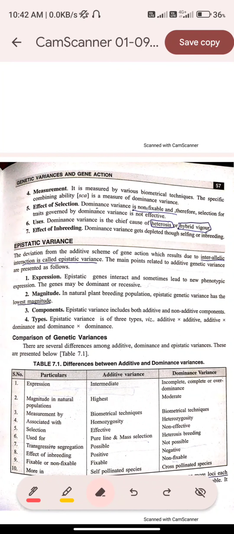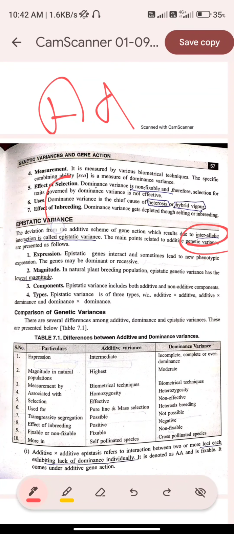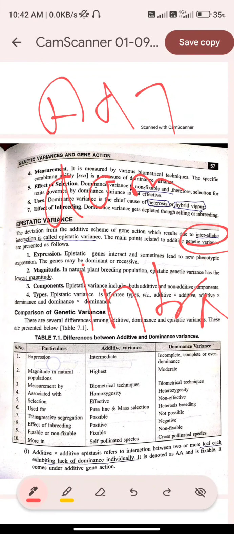Now we will see our third variance, that is epistatic variance. What is epistatic variance? It is the deviation from the additive scheme of the gene action, which results due to interallelic interaction. We have seen two variances before, that is additive and dominance. Both are due to intra-allelic interaction, meaning interaction between the same alleles of a gene.